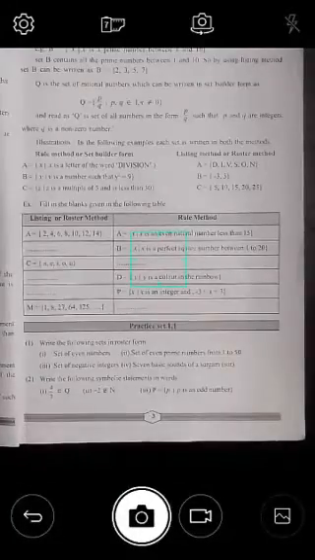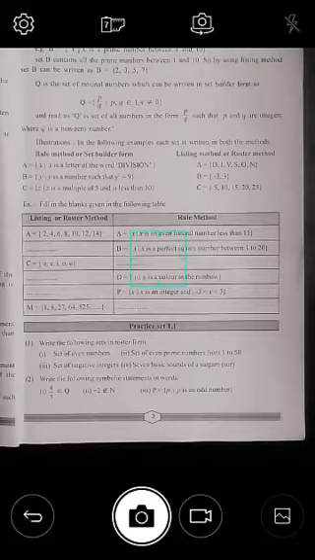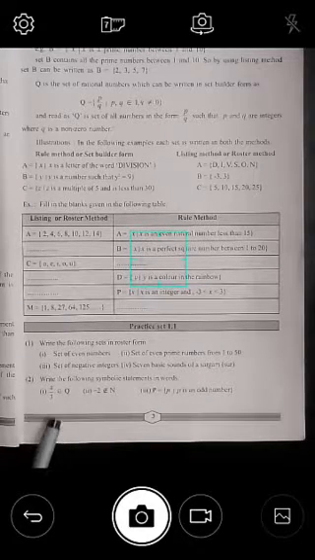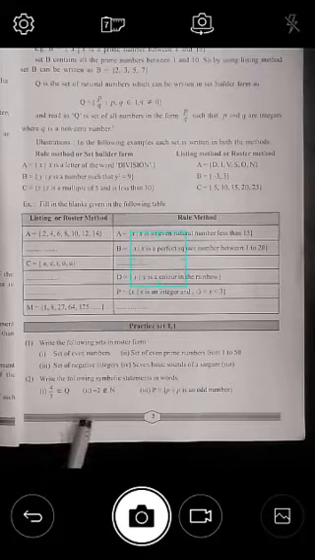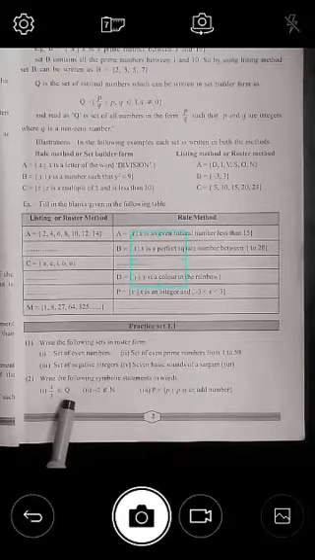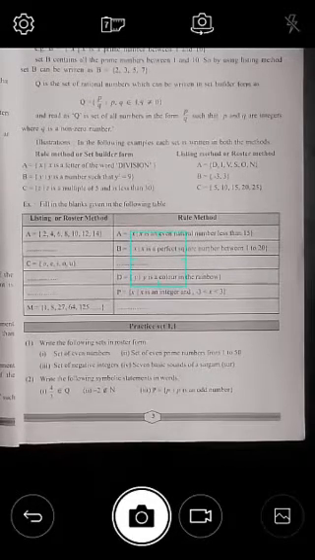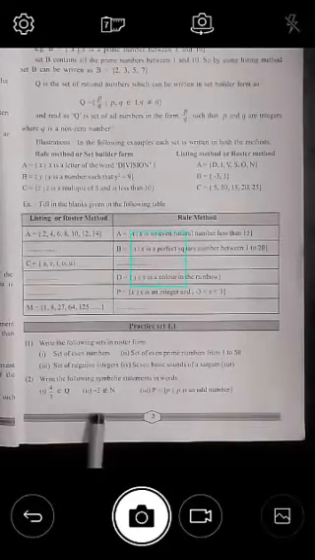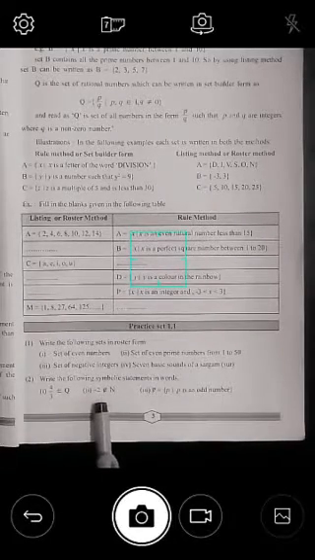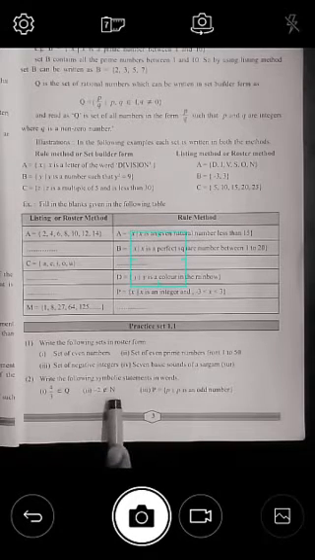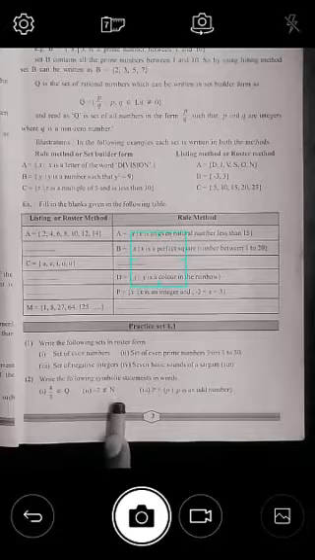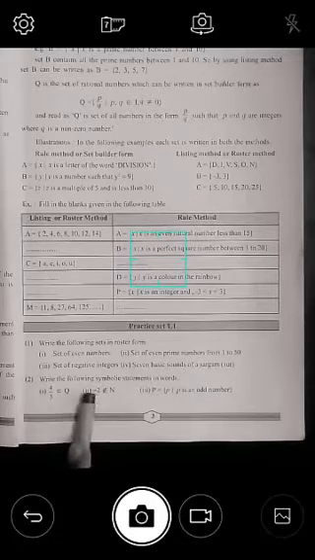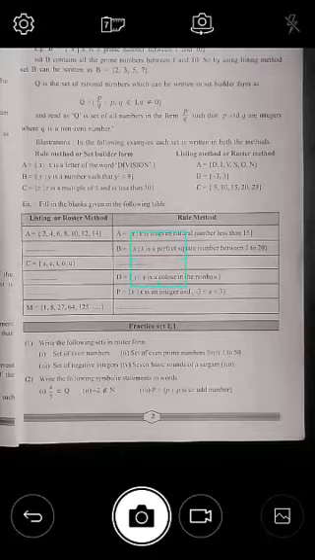The second one, write the following symbolic statements in words. The first one is 4/3 belongs to Q, where Q is a set of rational numbers. So we will write it as 4/3 is an element of the set Q. The second one, -2 does not belong to N, or -2 is not an element of N, which is a set of natural numbers. So -2 is not an element of the set N.